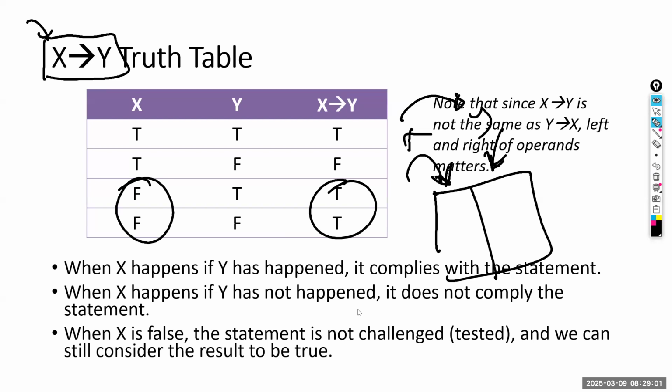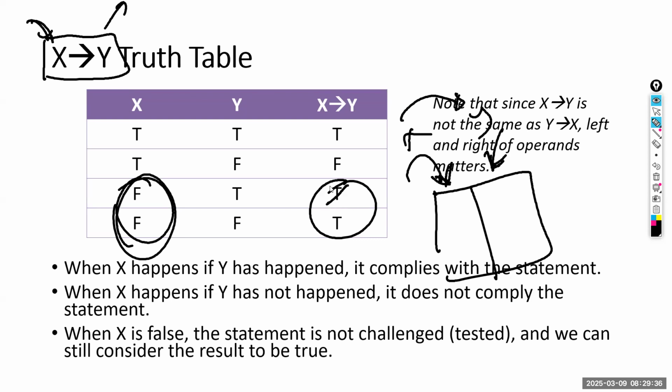It doesn't contradict me because my statement is: when x happens, y happens. If x has not happened, what can I do about that? So don't blame me, because my statement is only that when x happens, y happens. If x has not happened, it is not my concern, it is not my problem. So you can't say that I'm wrong.